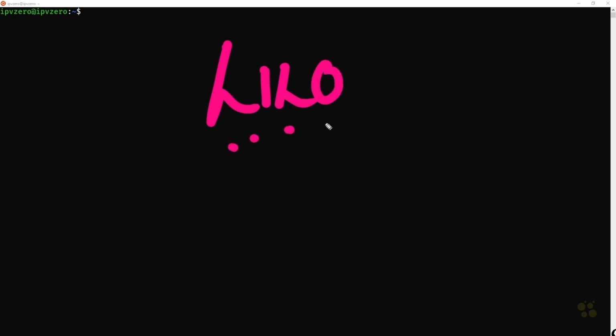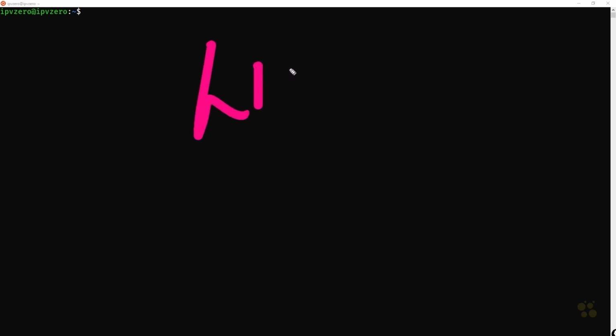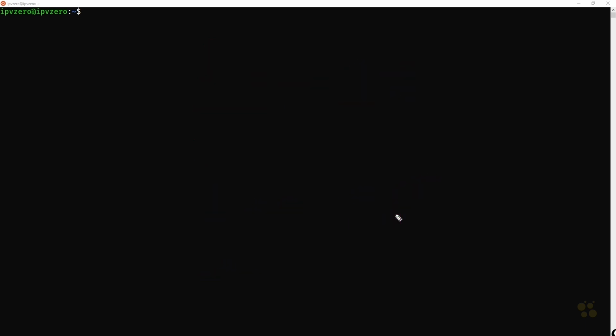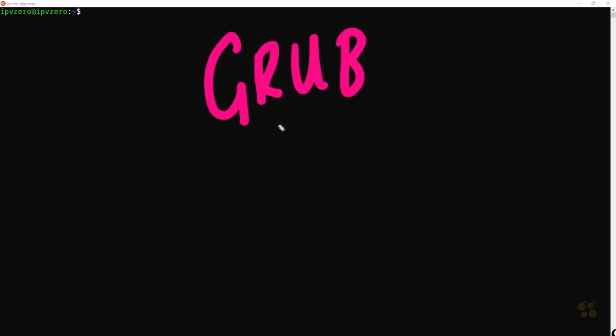However you prefer to say it. This was effectively known as the Linux loader, which is where the name comes from, Lilo. Now the other option, which is the more modern option, is one called Grub. This is known as the Grand Unified Bootloader.